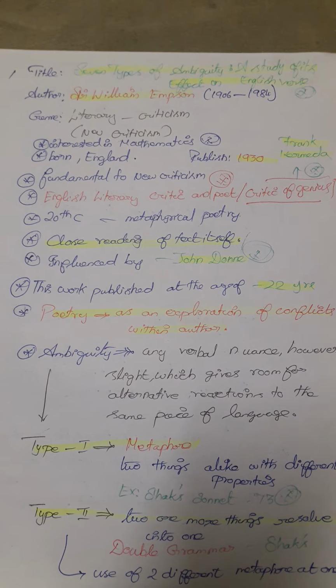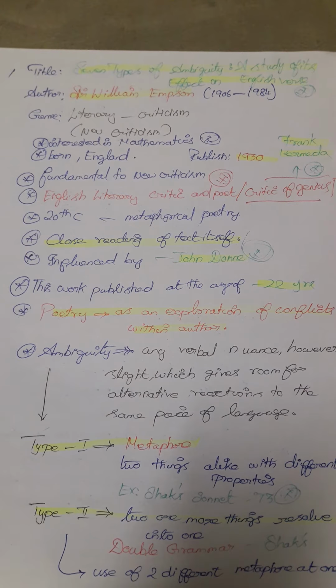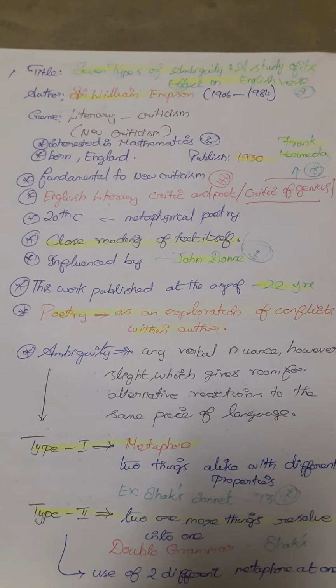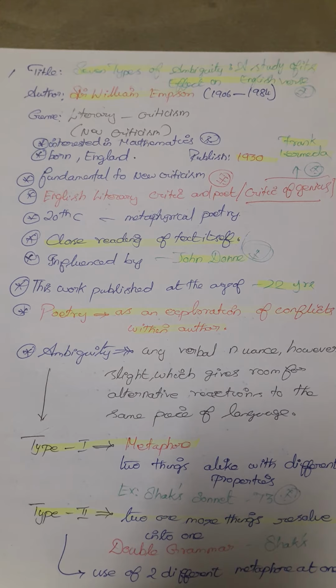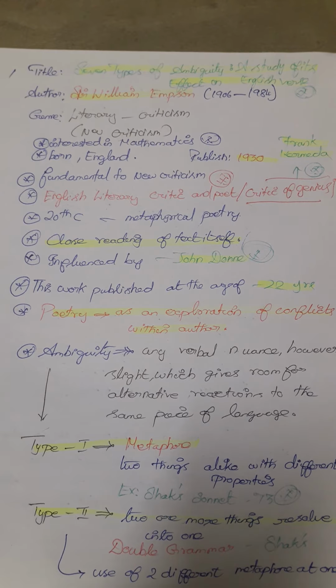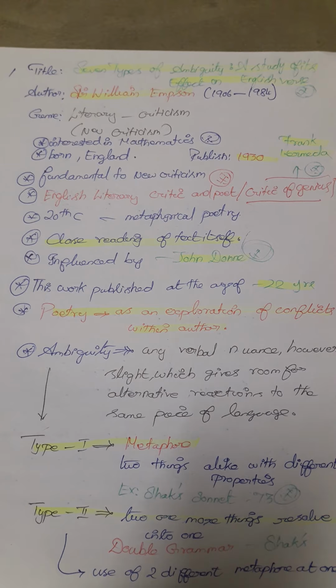He says that poetry is an exploration of conflict within the author. Ambiguity means any verbal nuance, however slight, which gives room for alternative reactions to the same piece of language. There were seven types of ambiguity mentioned by Empson. The first type is the metaphor.